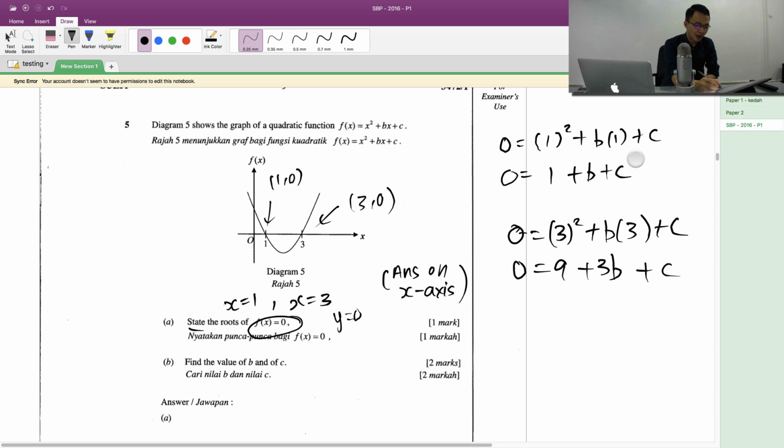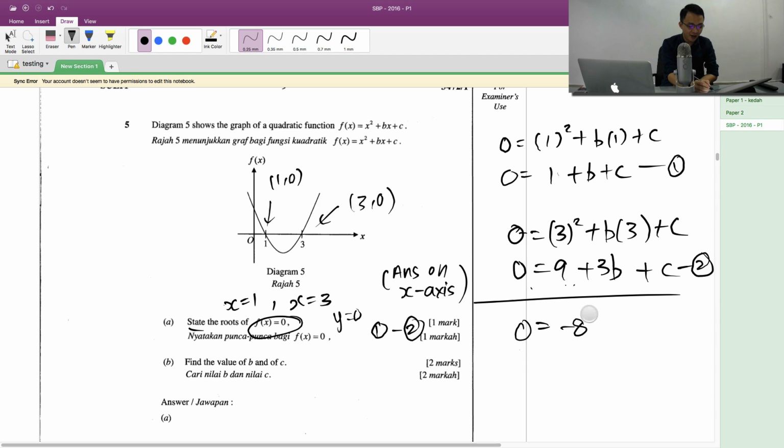Right, I'm going to call this one the first equation and this one the second equation. Then I will use the first equation minus the second equation, because I can see both have c. So first equation minus second equation: 0 minus 0 gives 0, 1 minus 9 gives negative 8, b minus positive 3b gives negative 2b, and c minus c is 0. So I have 2b equals negative 8, so b equals negative 4.